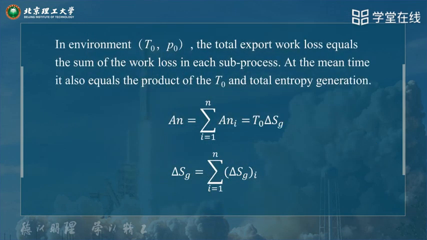Okay, we can do some summary. In environment T0, P0, the total export work loss equals the sum of the work loss in each sub-process. At the meantime, it also equals the product of the T0 and total entropy generation. Just these two equations. Noticeable, ΔSg is the sum of the entropy generation.